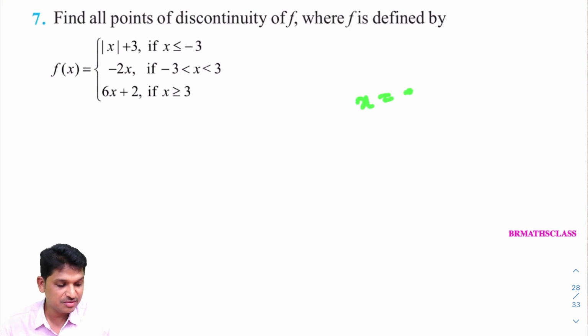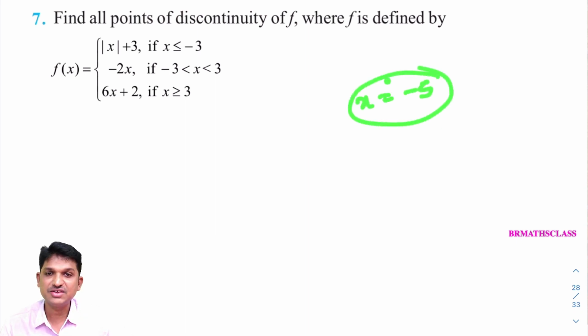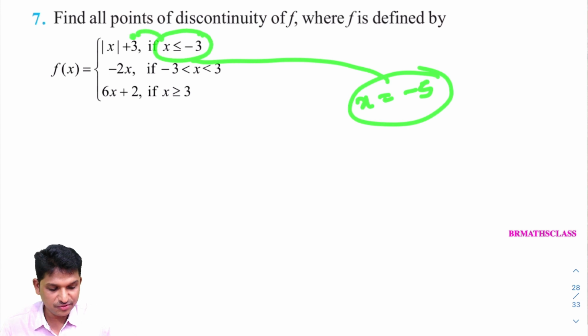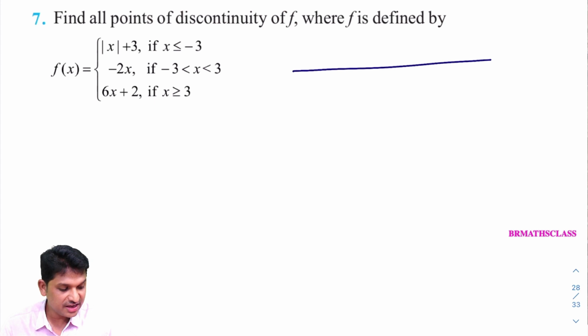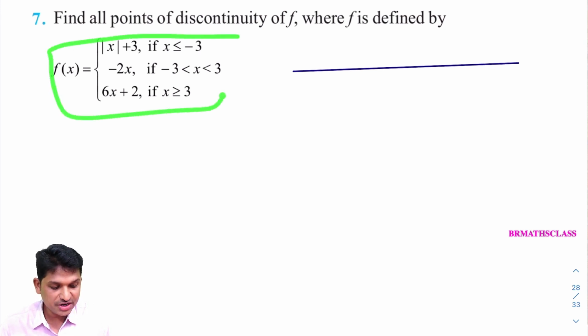Suppose x value is minus 5. Minus 5 is less than minus 3, so in this interval minus 5 is there, and at that time we will choose this function. So what do you understand? You understand that the domain of this function is all real numbers. This function is defined on all real numbers. Okay, so we need to check discontinuity. We need to check where the function is continuous or discontinuous. I need to check the continuity of this function on real numbers.